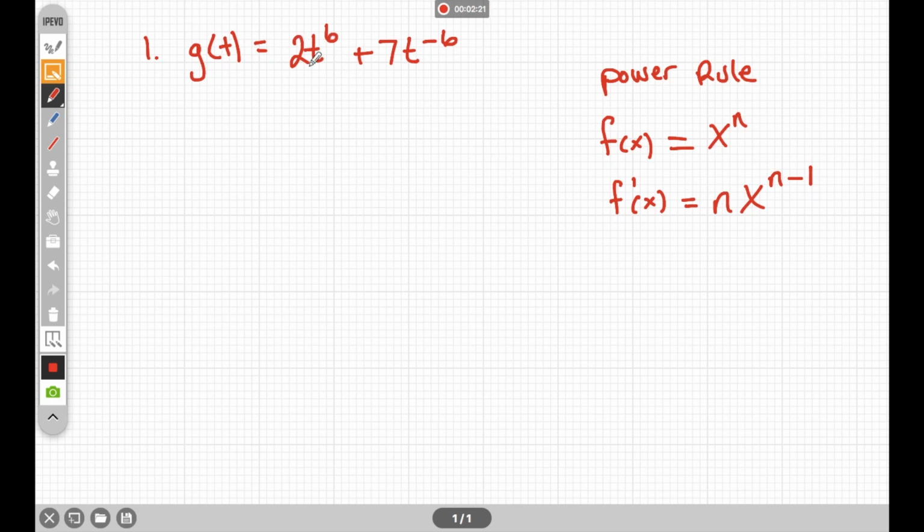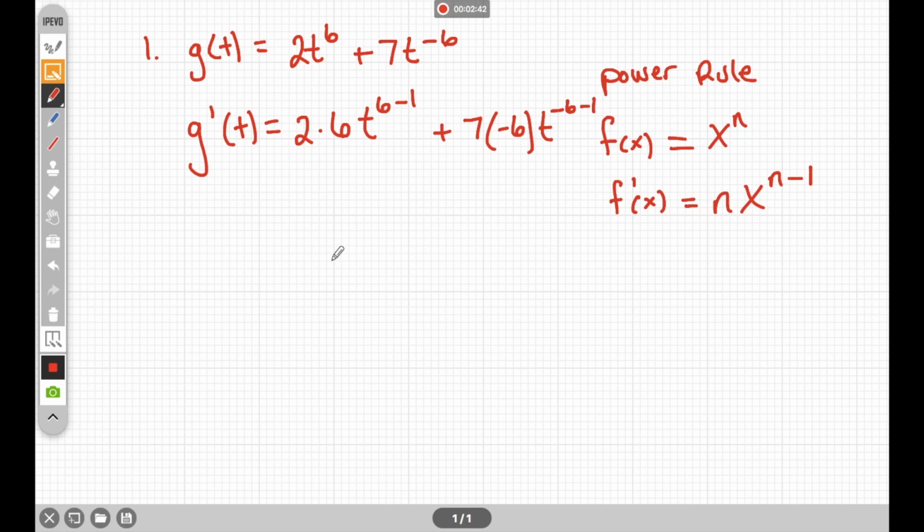So this is the power rule. This is what we're going to apply here. So if I take the derivative, g prime of t is going to be equal to, bringing this 6 down, I have 2 times 6. Function stays the same. Decrease the power by 1. Plus, again here, 7 times negative 6. Keep the function the same. Decrease the power by 1.